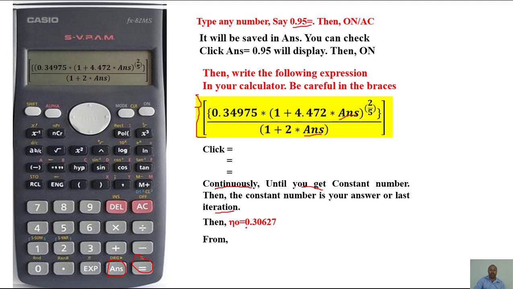So we found the value of n naught. Once you find n naught, which is y naught over b, you cross-multiply and get y naught, which is 1.225.